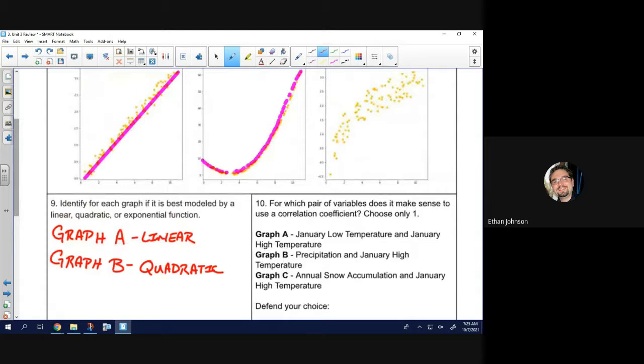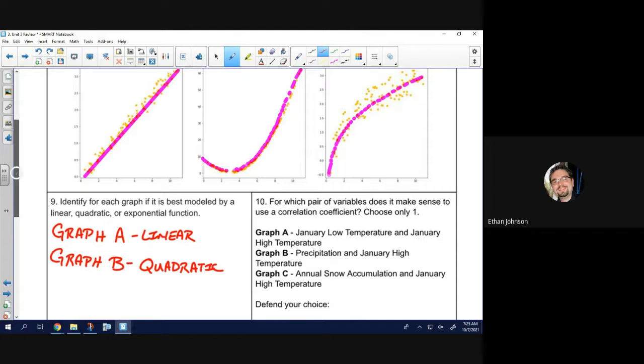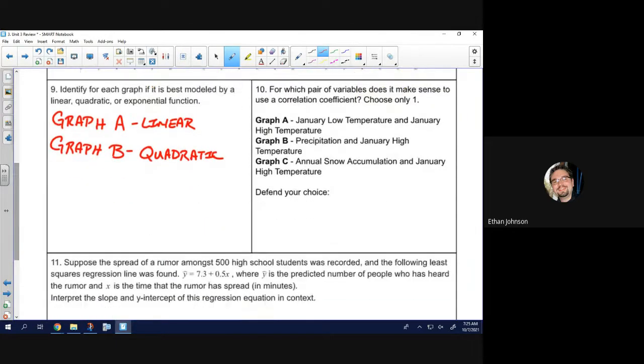And then graph C. A little bit harder to see because the values are spread out, but it does have a bend in it. So because it has a bend in it, not a curve like in graph B, graph C is exponential.